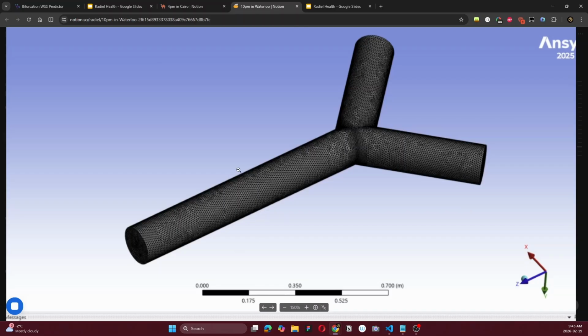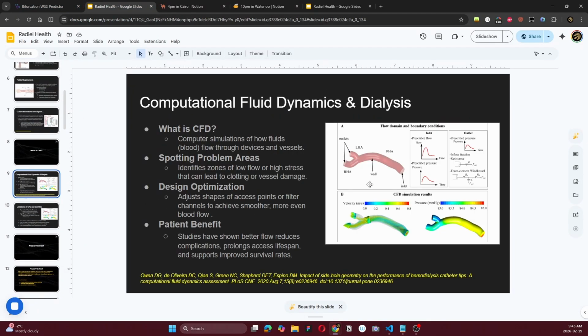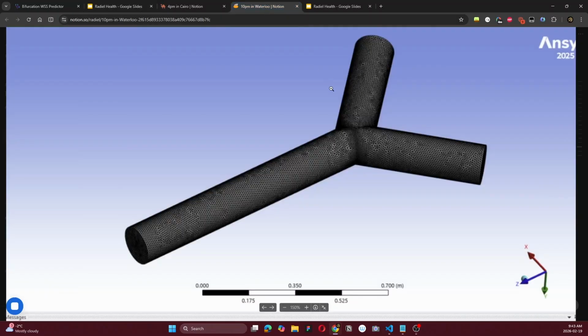And why do we do a bifurcation? Well, if you notice, an AV fistula is very similar to a bifurcation. It's a very common structure found in our body. So you want to run inference on that.